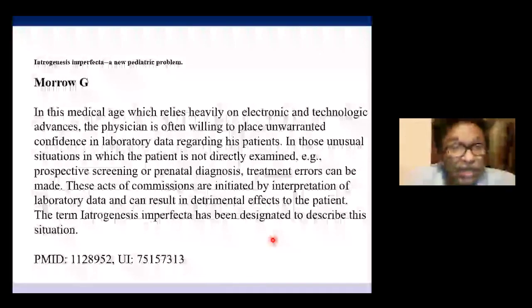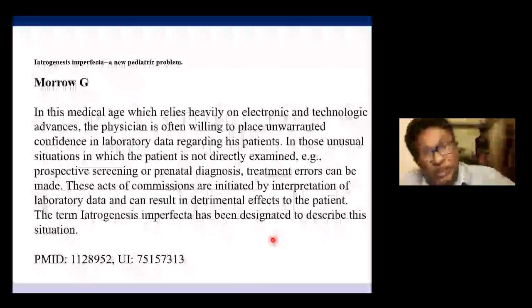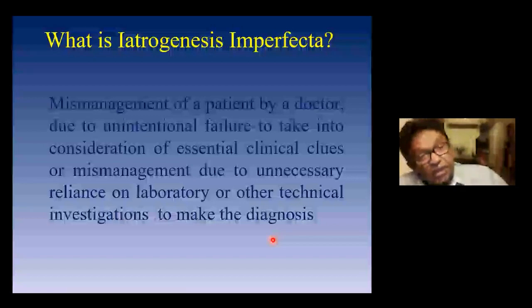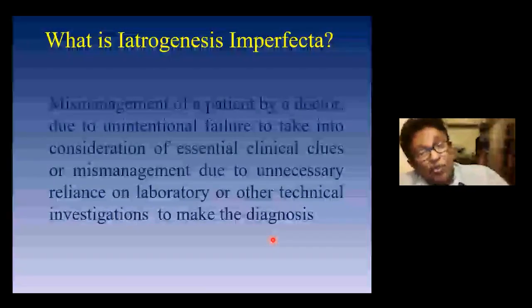But my definition is a little different. My definition of iatrogenesis imperfecta is a mismanagement of a patient by a doctor due to unintentional failure to take into consideration essential clinical clues, whether in the history or in the examination. If you don't rely on these essential clinical clues, you might make a misdiagnosis. And also mismanagement due to unnecessary reliance on laboratory or other technical investigations to make the diagnosis.